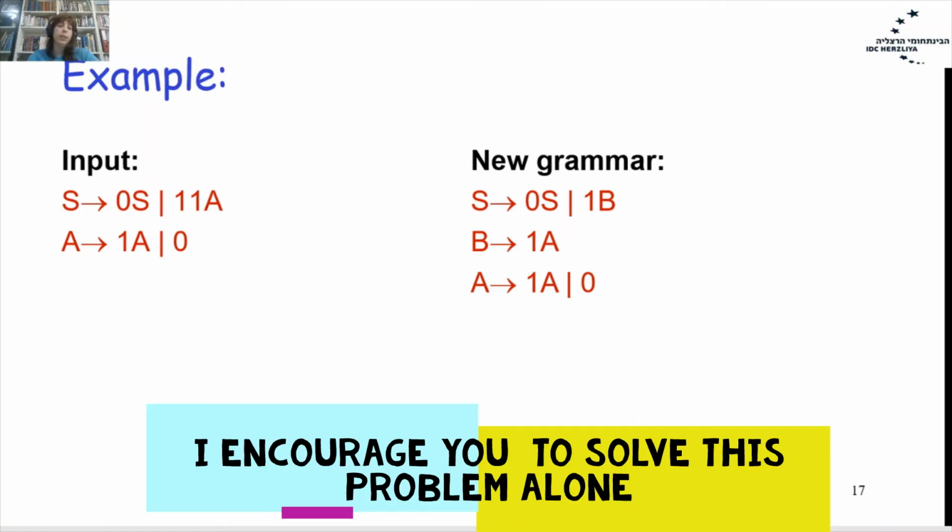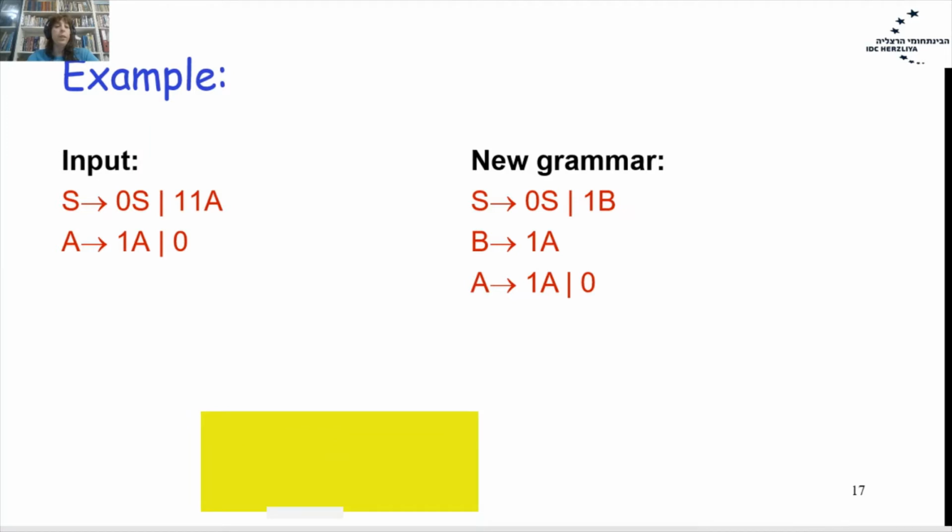Once again, I encourage you to solve this question by yourself. We are given a regular grammar, but not in simple form. So we will transform this grammar into the simple form. We have only one rule that is not okay. S derives 1a. So we will rewrite this rule with A derives 1b and B will derive 1 and A.